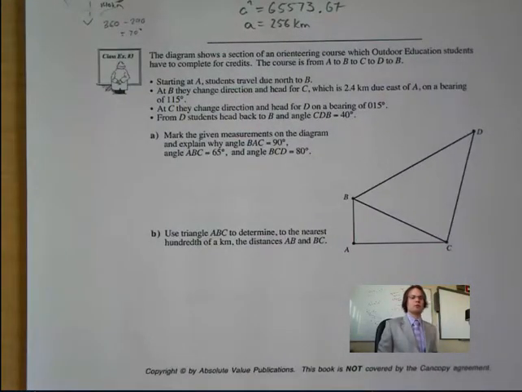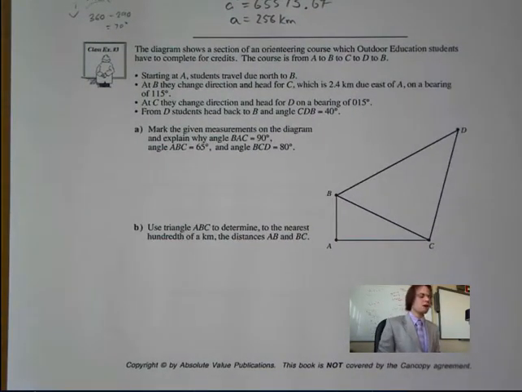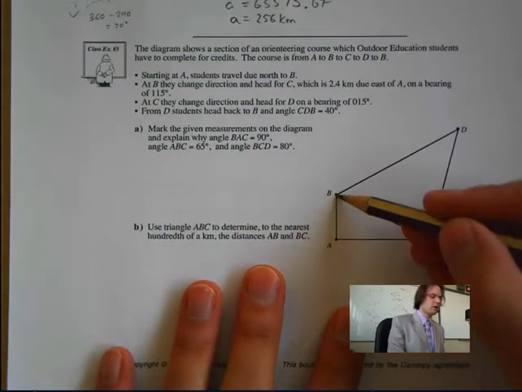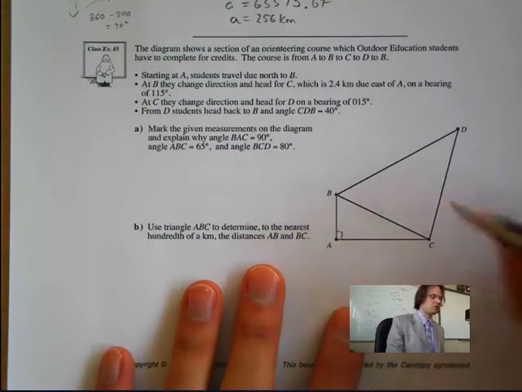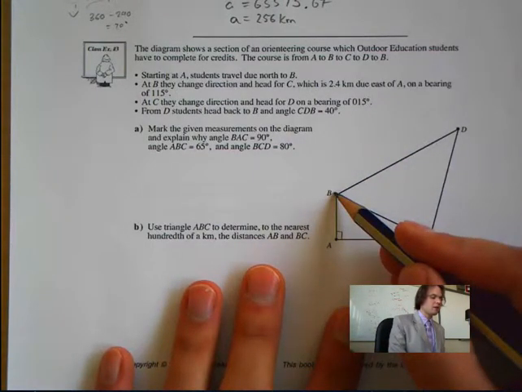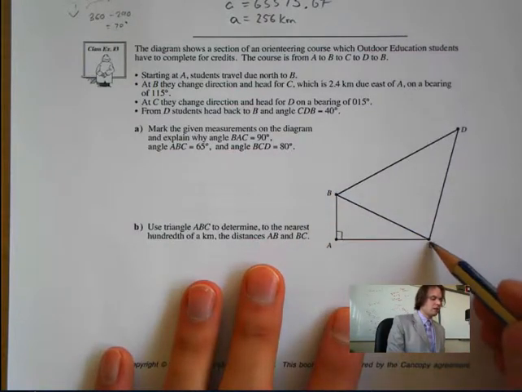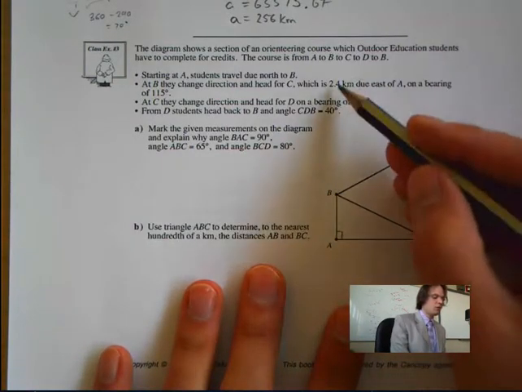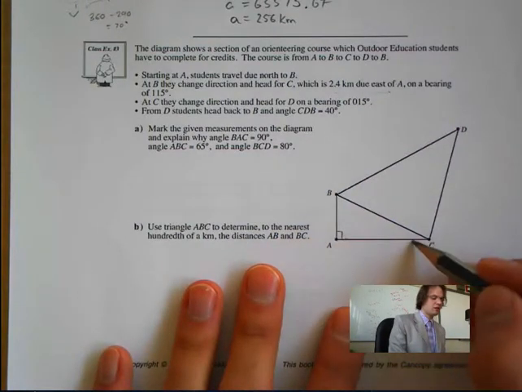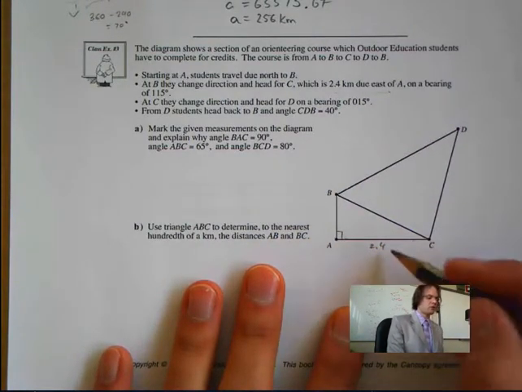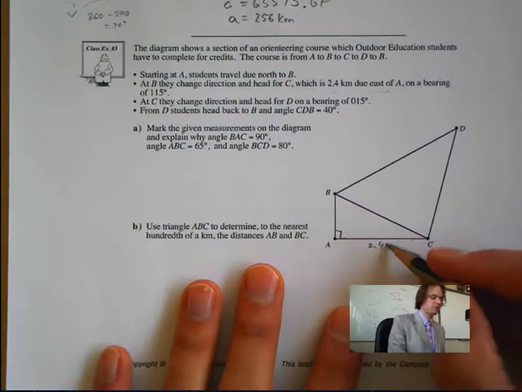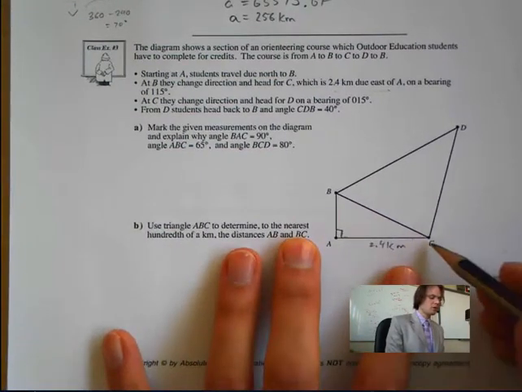Next one, question number 3. The diagram shows a section in an orienteering course which outdoor education students have to complete for credits. Now, starting at point A, the students go due north to B. Then they head to C. Now C is exactly 2.4 kilometers due east. So this is straight east at 2.4 kilometers. So north to east, that's 90 degrees. Okay?